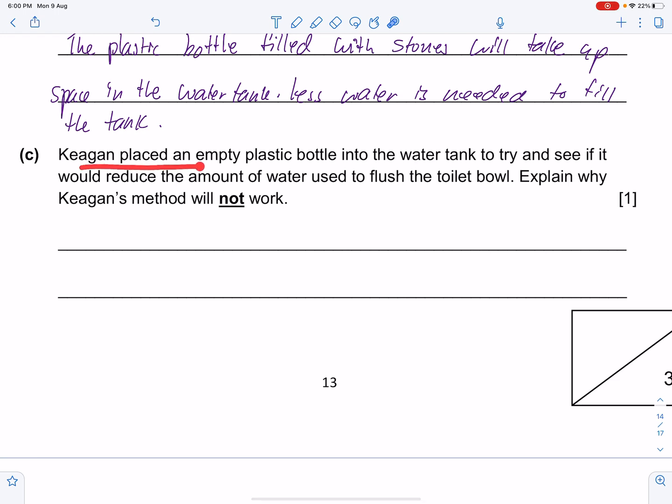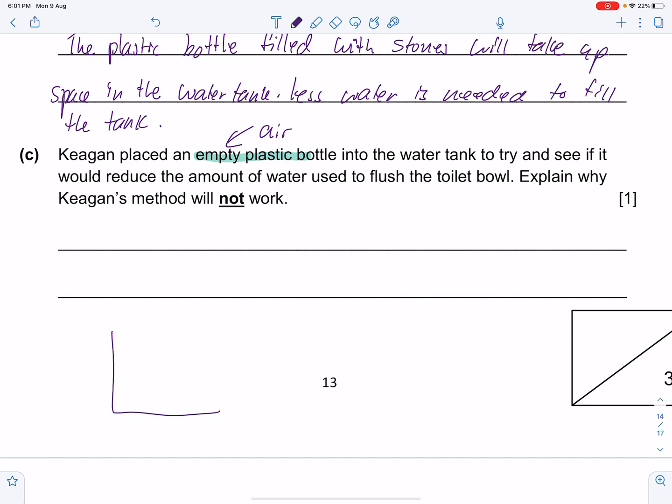Next part. Keegan placed an empty bottle onto the water tank to try and see if it would reduce the amount of water used to flush the toilet bowl. Explain why Keegan's method would not work. So an empty bottle, ask yourself, what's the difference between an empty bottle and a bottle filled with stones? So the key idea here is that stones are actually denser than water, so they will sink. But in this case, an empty bottle is filled with air, and air is actually less dense than the stones. So therefore, it's able to float on the water.